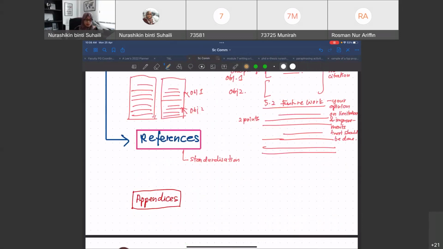Appendices is optional. So sometimes you put like extra figure or pictures that you want to put here. So you may put it under this section. You label it like appendix one. You can also have different sections. Appendix one is about pictures. Appendix two is about data, raw data that you have. But you have to name it. Maybe this one is what. Okay.